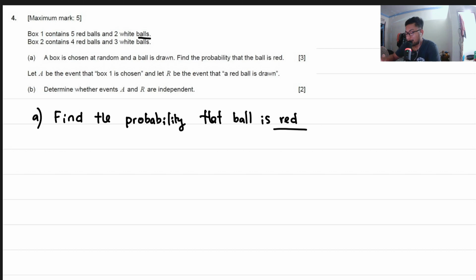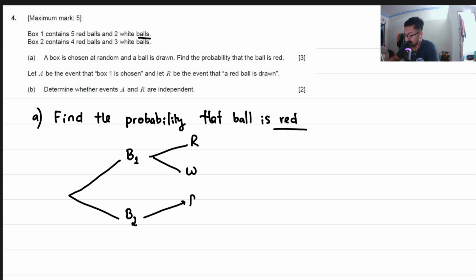So I think you better construct the tree diagram on scratch paper, which is like B1, box 1 and box 2, right? And red, white, red and white, right? So for box 1, the probability of getting box 1 is 1/2, and this is also 1/2.